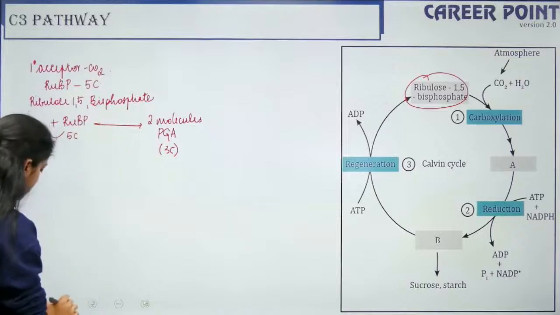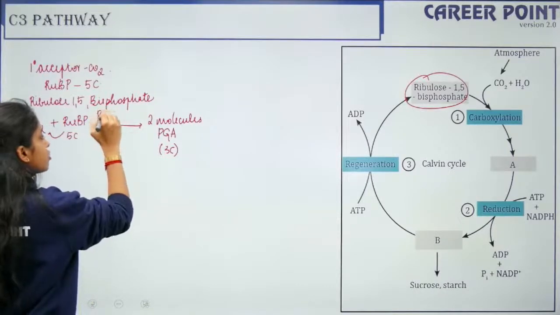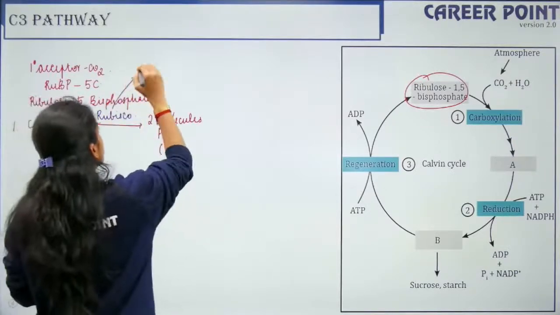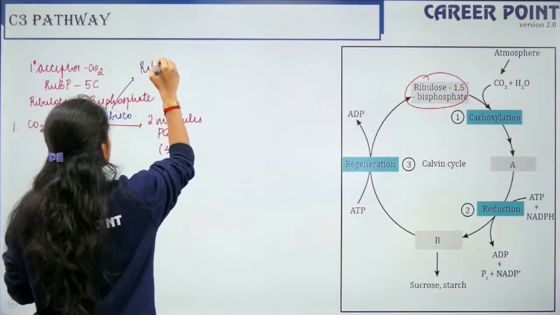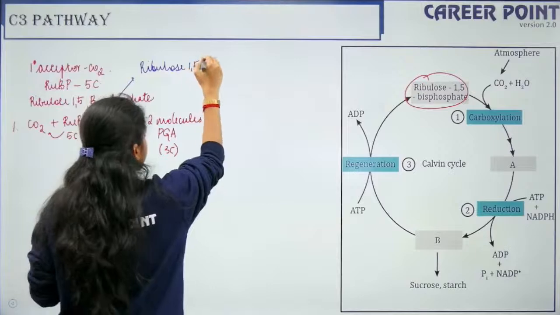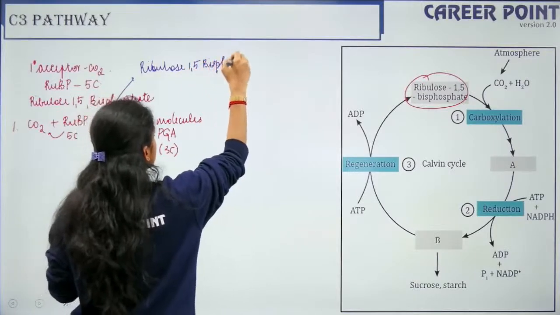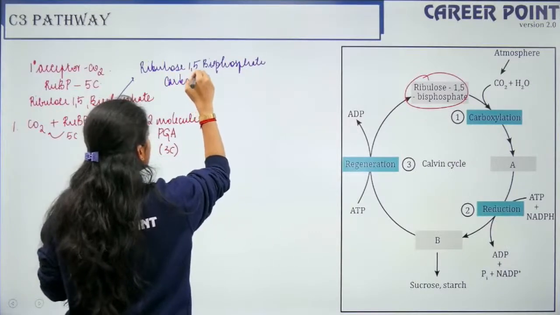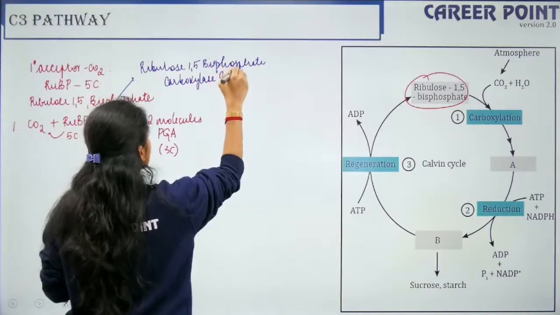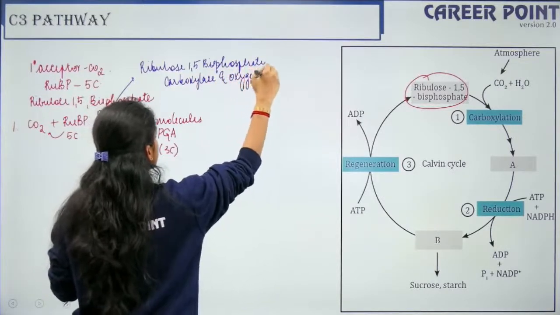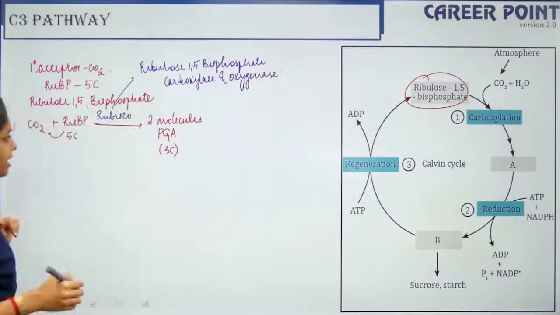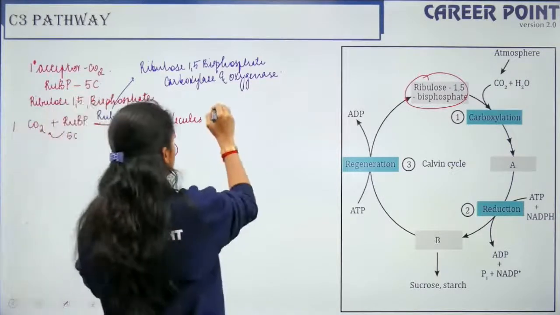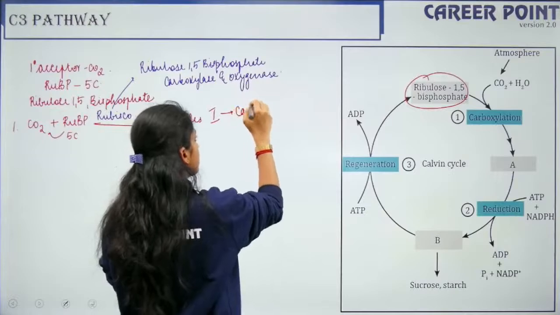But this happens in the presence of an enzyme. That enzyme is called Rubisco. Okay. So what is the full form of Rubisco? Ribulose 1,5-bisphosphate carboxylase and oxygenase. Fine? Yes. So when this happens, this is your first step of carboxylation. This is step 1, that is carboxylation.